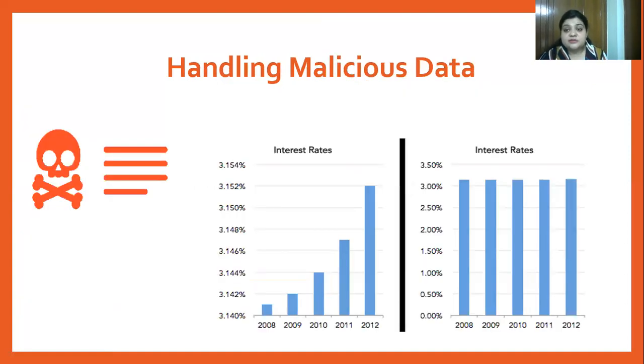Next is handling malicious data. For example, we are comparing the performance of a company through interest rates in the years 2008 to 2012, and some outside user has corrupted the data and made the interest rate equal for all the years. So this data is corrupted and can be malicious, which will affect the performance of our built model.